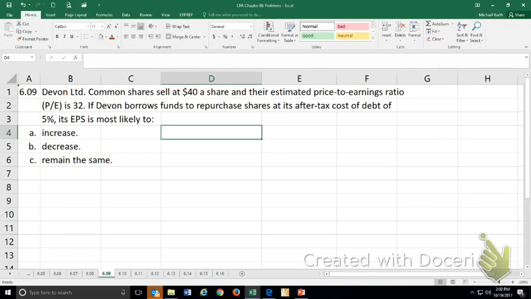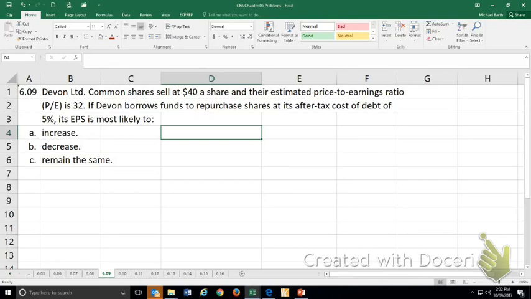All right, so Devon Limited common shares currently sell for $40 a share, and their estimated price to earnings ratio, the PE ratio, is 32. Okay, and if they borrow money to repurchase shares at their after-tax cost of debt of 5%, so they're going to borrow money at 5% and invest that money in shares of stock that have a PE ratio of 32. What's going to happen to the earnings per share?